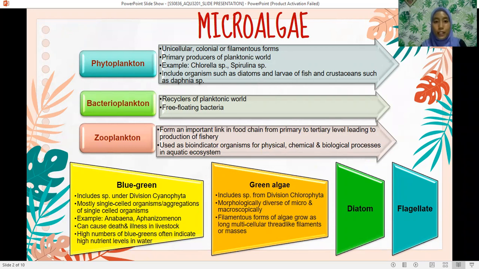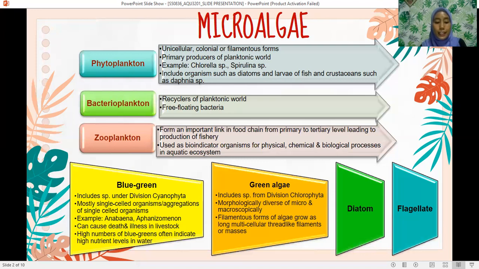microalgae, unicellular, colonial or filamentous form, it is the primary producer of the planktonic world, such as Chlorella species and Spirulina species. These include organisms such as diatoms and larvae of fish and crustaceans, such as Daphnia species and copepod species. For the bacterial plankton, recyclers of the planktonic world and free-floating bacteria.